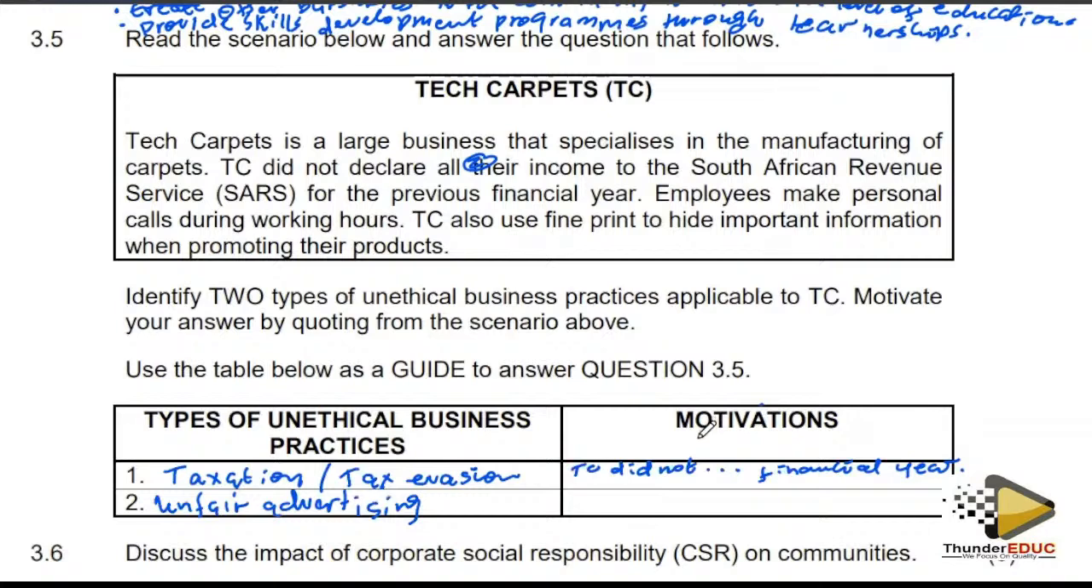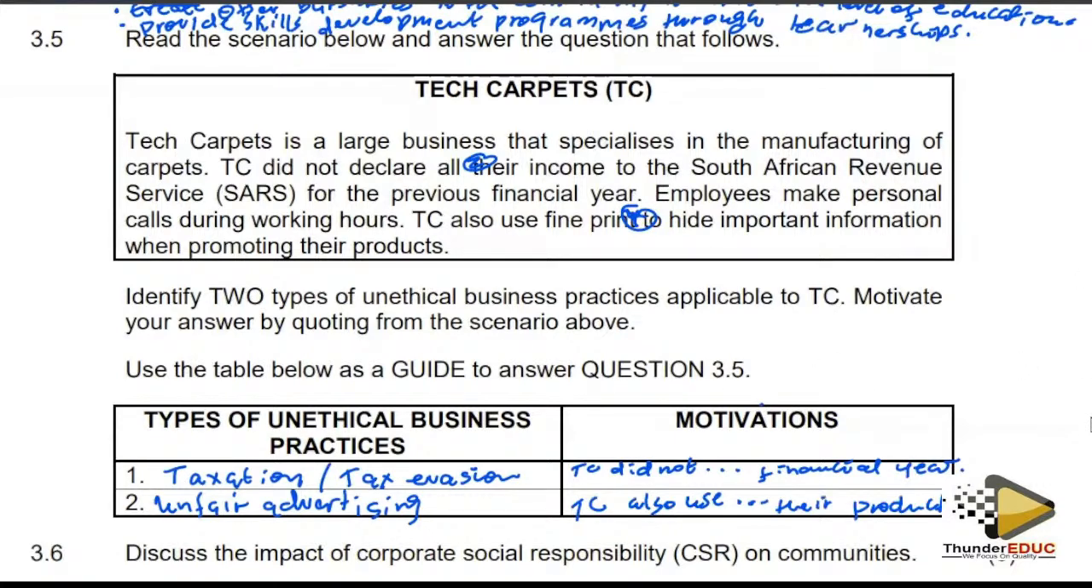Now the second one, I was saying that TC also used fine print to hide important information when promoting their product. Remember, you must write the sentence as it is. In this regard, this one is going to be this sentence, sentence four.